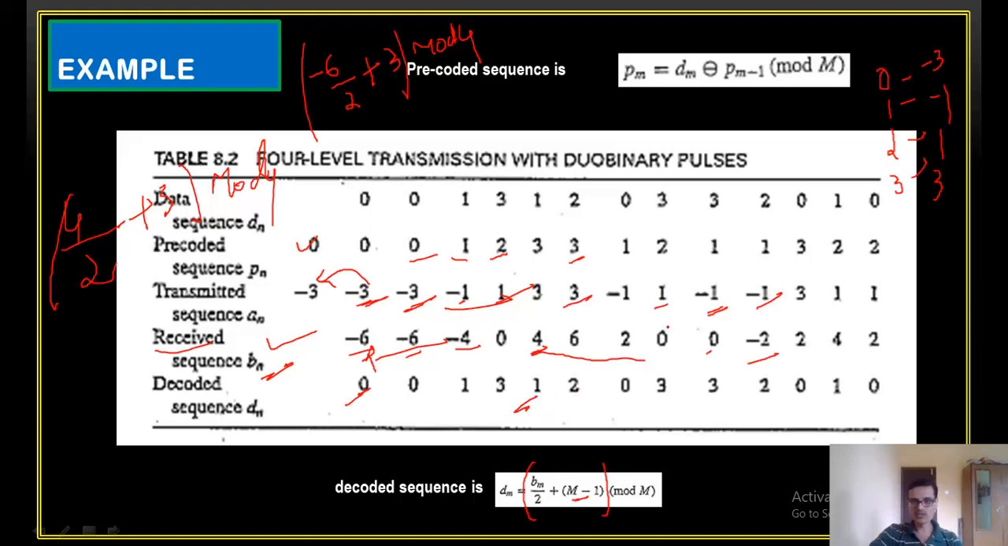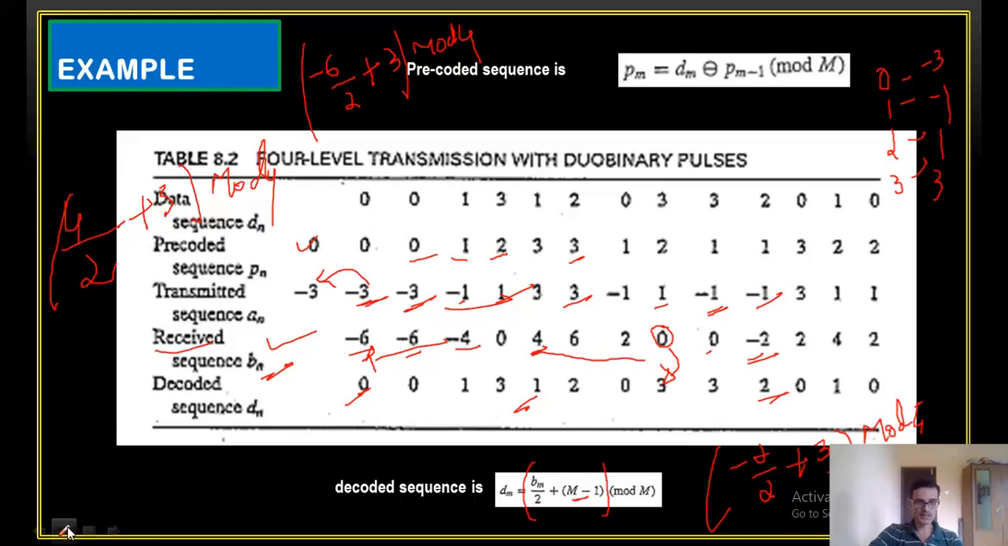Similarly, you calculate for 0. So 0 plus 3 is 3. 3 mod 4 is anyway 3. Minus 2 again. So minus 2 divided by 2 plus 3, mod 4, it is minus 1 plus 3 is 2. 2 mod 4 is again 2, right?